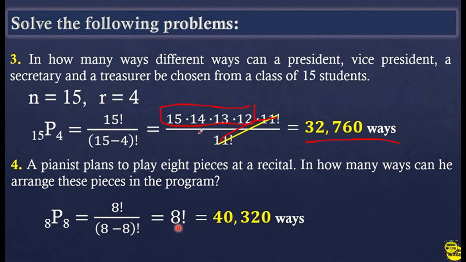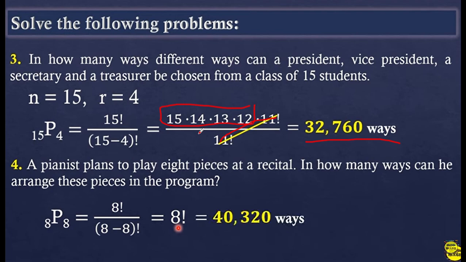Okay, next we have number 4. A pianist plans to play eight pieces at a recital. In how many ways can he arrange these pieces in the program?